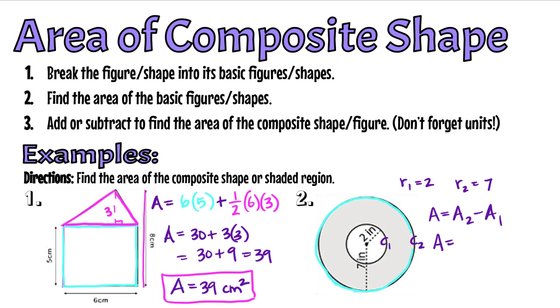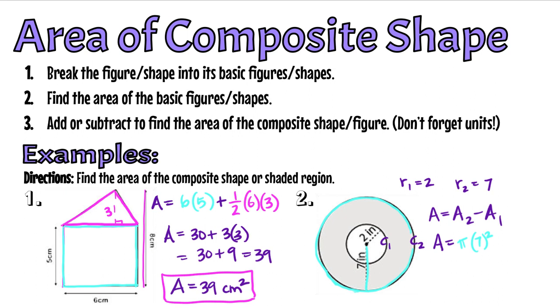So we need to remember that the formula for the area of a circle is equal to pi r squared, where r equals the radius. So in finding the area of circle 2, which is the larger circle, we would write pi times r, what's the radius of the larger circle? That's going to be the 7 inches. So pi times 7 squared.